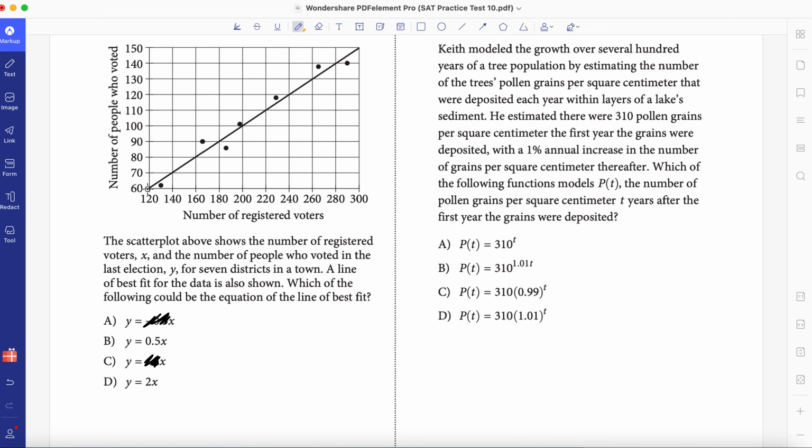And now let's do some math. So we know a slope is rise over run. So I go up 10 and over 20. That's just 1/2, which equals 0.5. The answer is B.